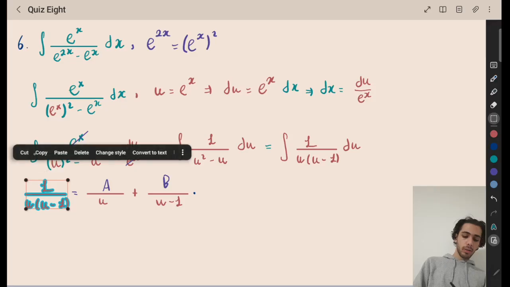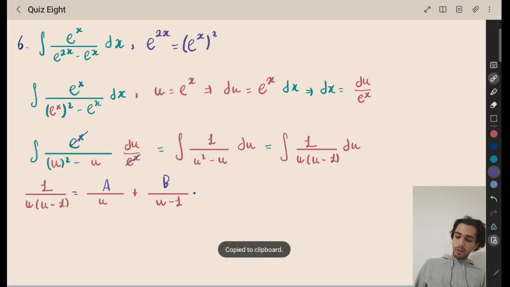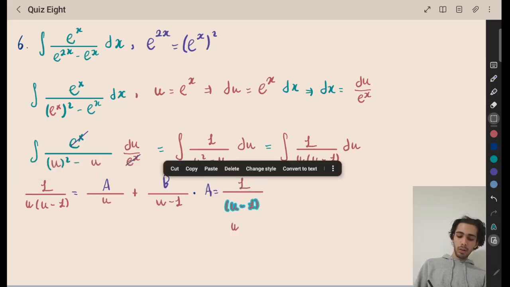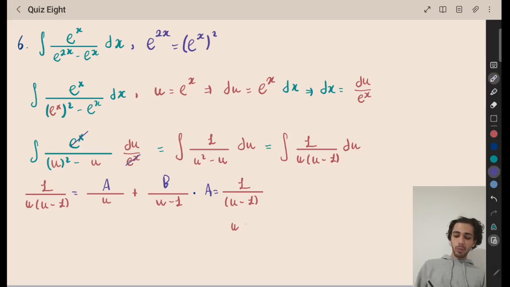So you want to find A, you take the fraction. A is the coefficient of 1 over u. So I'll remove u from the fraction, and I'll look at which value of u gives me problems. And in this case it's 0, because if I divide by 0 I get problems.